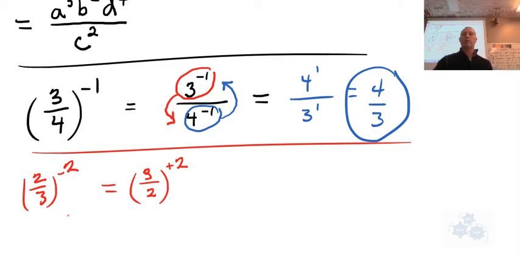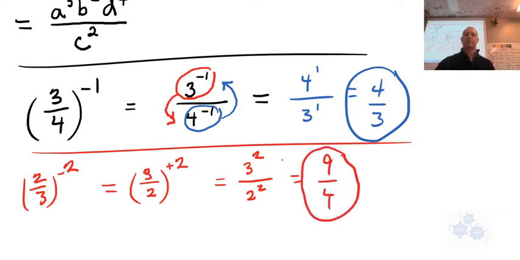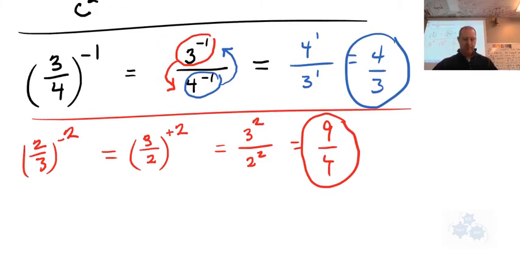Now we haven't dealt with the 2 yet, we just dealt with the negative. Now this is 3 squared over 2 squared, or 9 over 4. Okay? So the negative flips, and then whatever the number is, you just take your squared or cubed or fourth, whatever. Okay? All right, any questions so far?